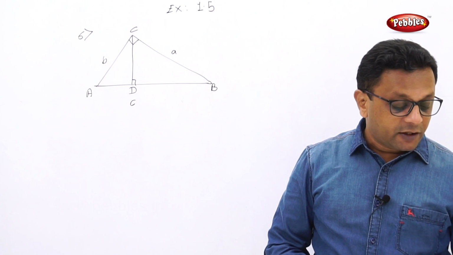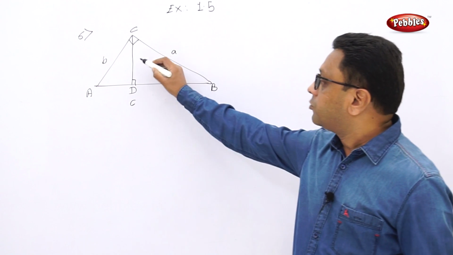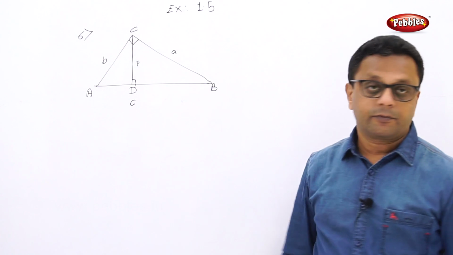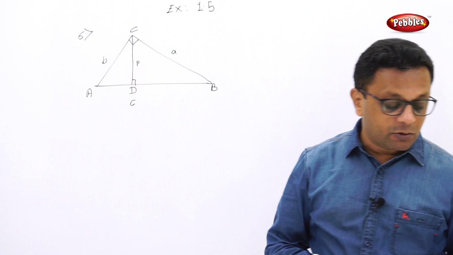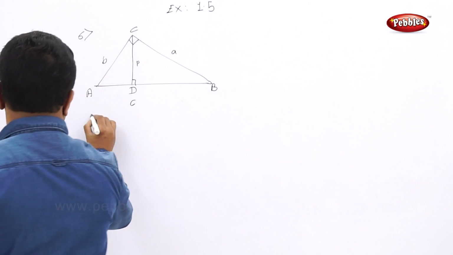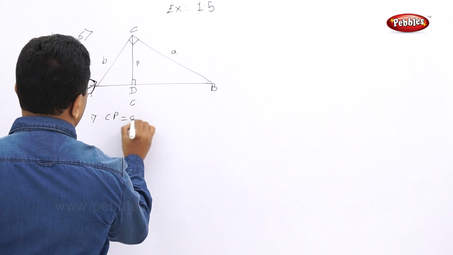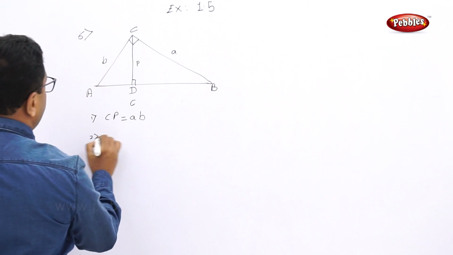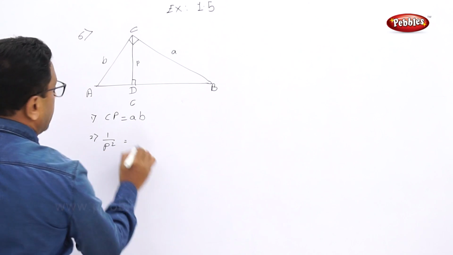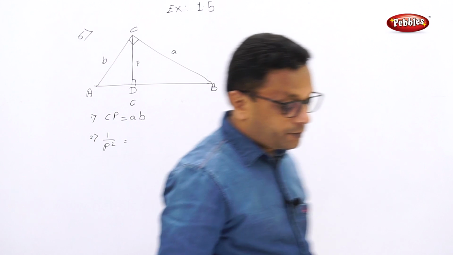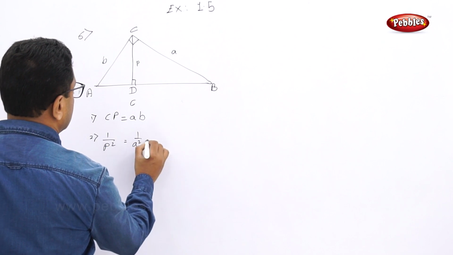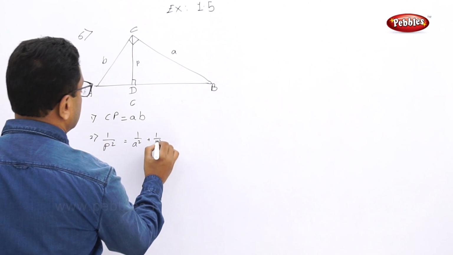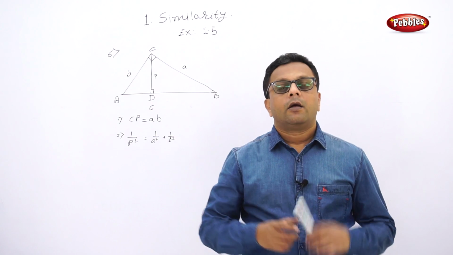And let p be the length of the perpendicular from C to AB. So this is p. Okay, this is given. First we have to prove that cp is equal to ab, and second we have to prove that 1 upon p square is equal to 1 upon a square plus 1 upon b square. Now how will you solve?